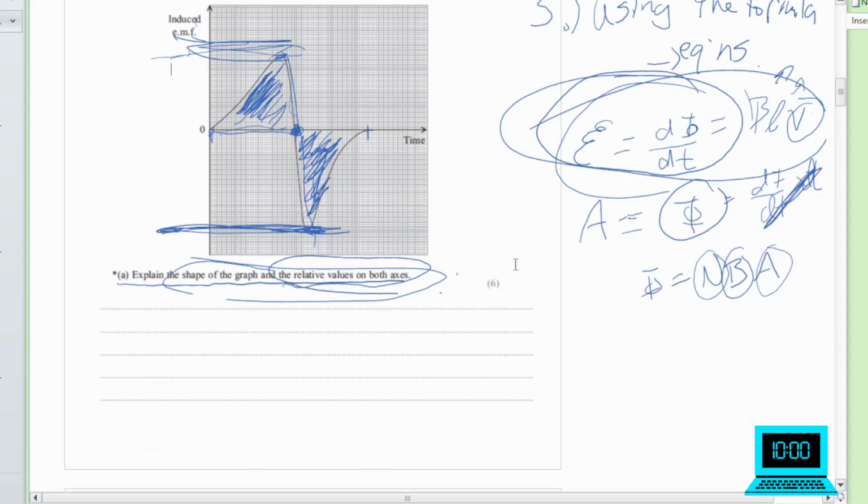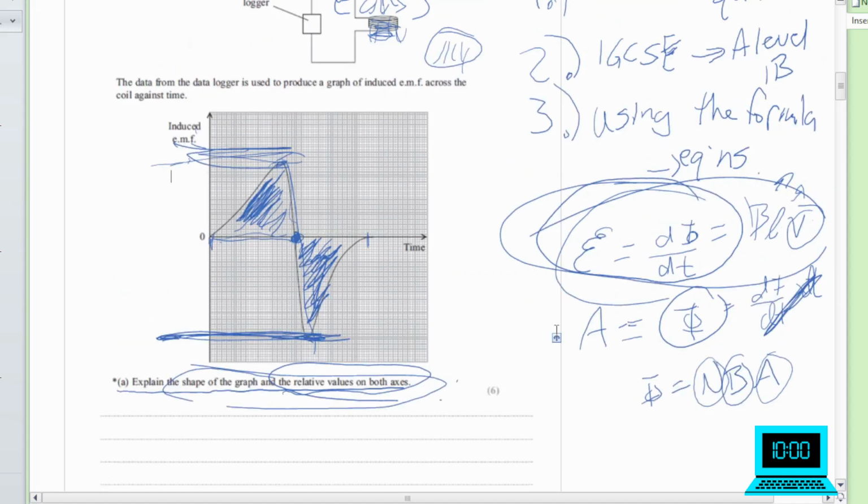Students will see a question like this and think they need to explain Lenz's law and that kind of thing. Okay, now, that's probably because there's a question that exists out there where you do have to explain this graph in terms of Faraday's and Lenz's law. Okay, but read the question.